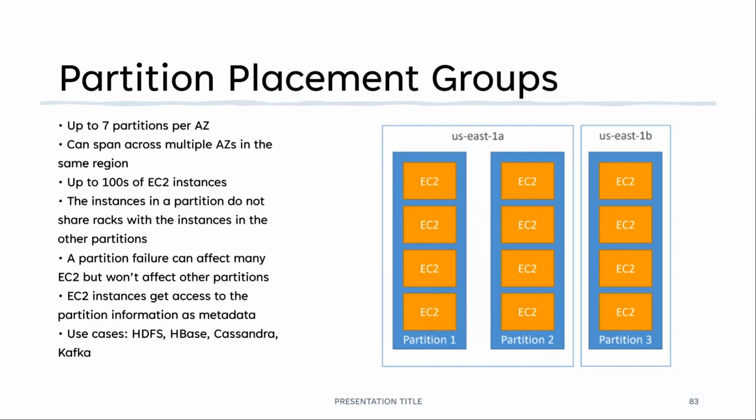because your instances are separated into partitions. They can be in the same availability zone or they can spread across different availability zones, but remember you can have up to 7 partitions per AZ only.